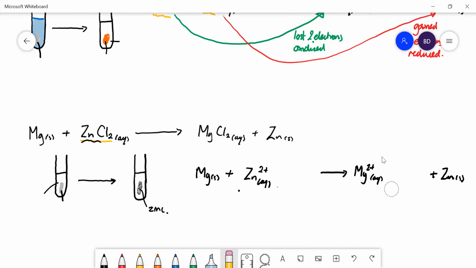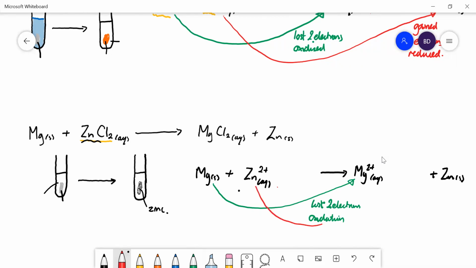So we can see now what's happening really then is the magnesium atoms are turning into magnesium ions. So they've lost 2 electrons. Oxidation is loss, so that is oxidation, or rig. And the zinc ions turn from zinc ions to becoming zinc atoms. What happens there? They gain 2 electrons. So they have become reduced.